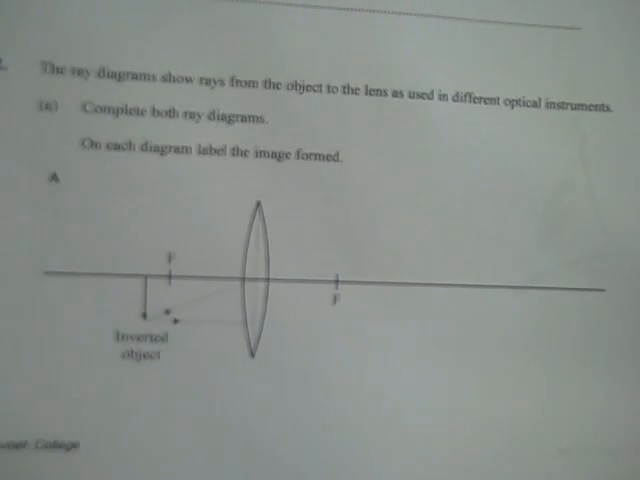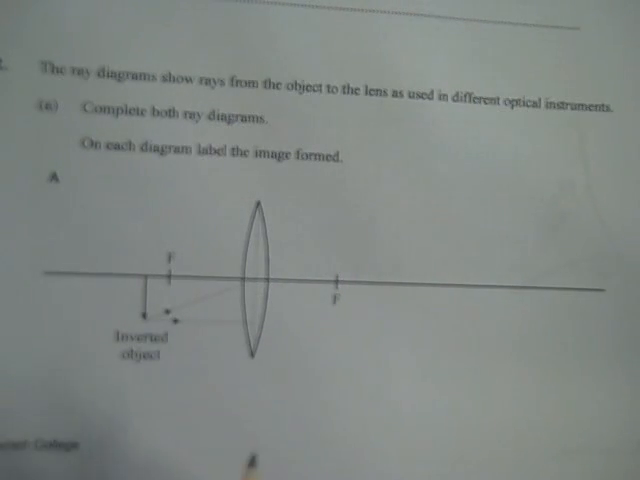Right, ray diagram. Here we have an inverted object, which is this line here, and you can tell because it says inverted object. One of the rays of light will always be parallel coming off the object. Because it's parallel, its point of converging will always be straight through the principal focus. The other will always go directly through the centre of the lens.